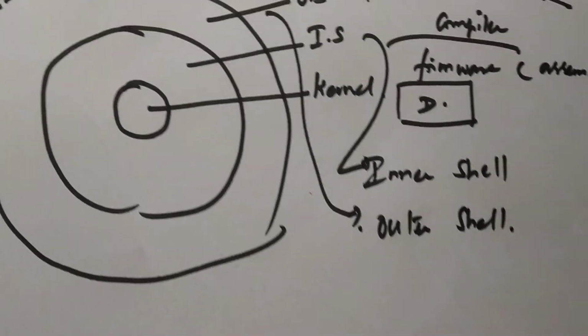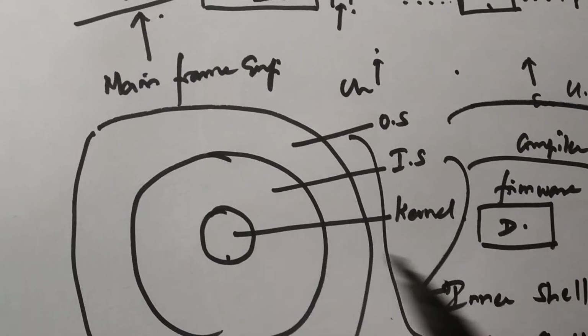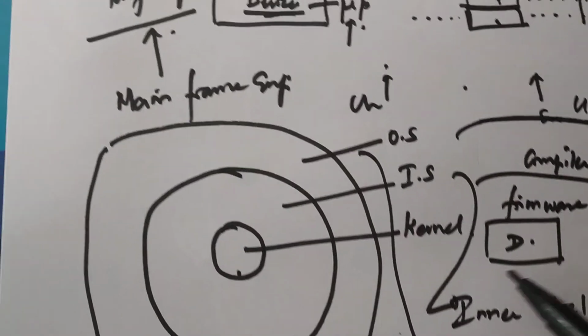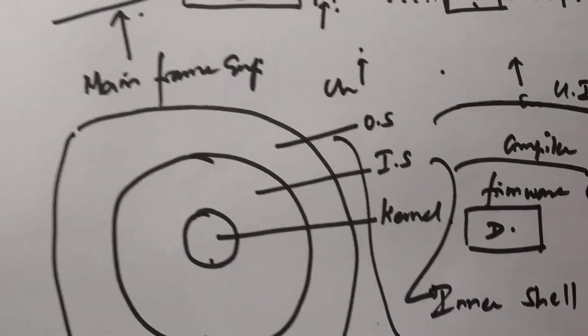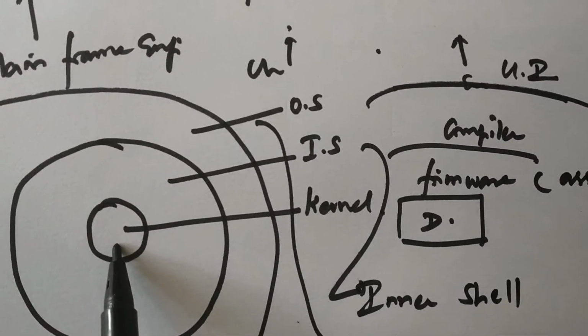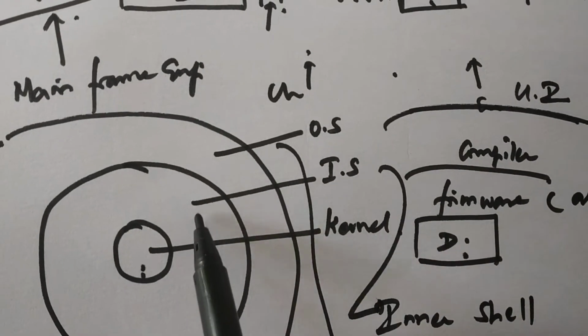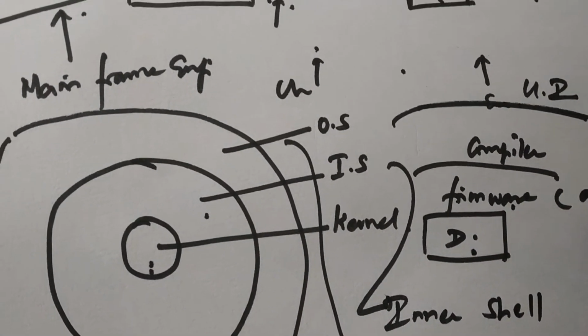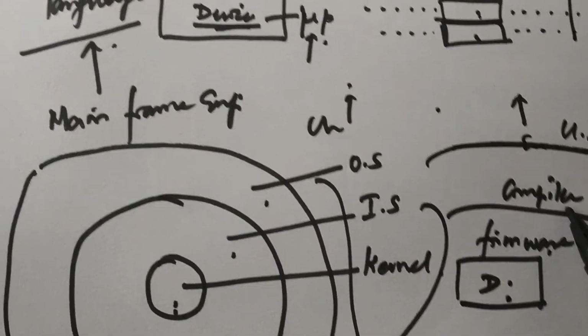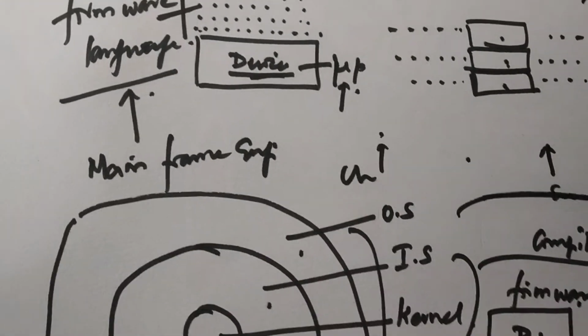The inner shell and outer shell. So this is a kernel. Normally this kernel is a device. So just to compare this with this architecture, this is kernel and this is device. This is inner shell, this is firmware or an assembler. This is an outer shell and this is a compiler. And over the compiler, the user interface is there.